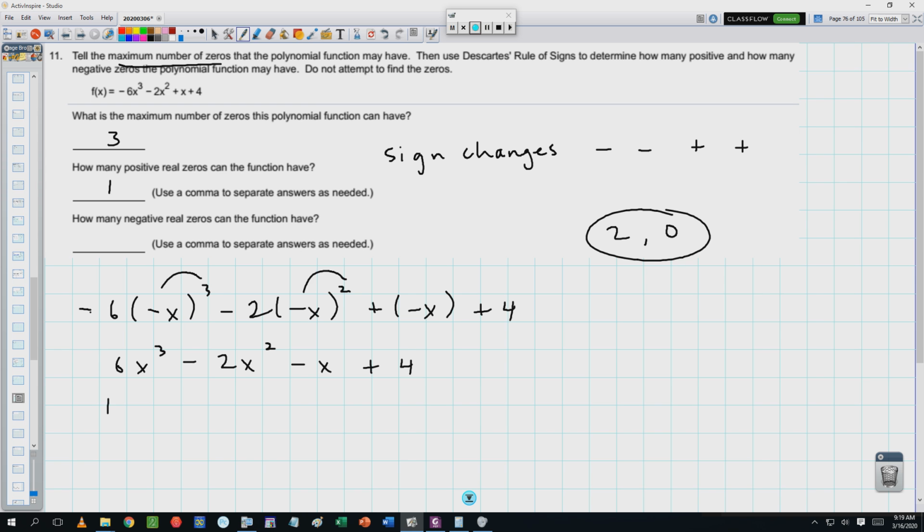So your sign changes: you have a plus, you have a minus, minus, and a plus. So we have 1 sign change here, 1 sign change here. That's 2 sign changes. If you have 2, 3, 4, or more, then you reduce that result by an even number, which means you reduce by 2. So if you have 2, you could also have 0. So the number of negative answers possible could be 2, but it could also be 0.